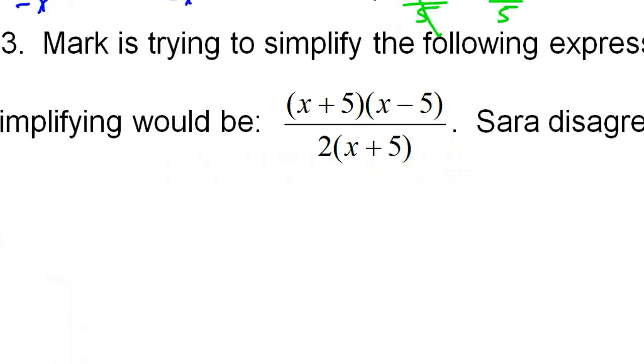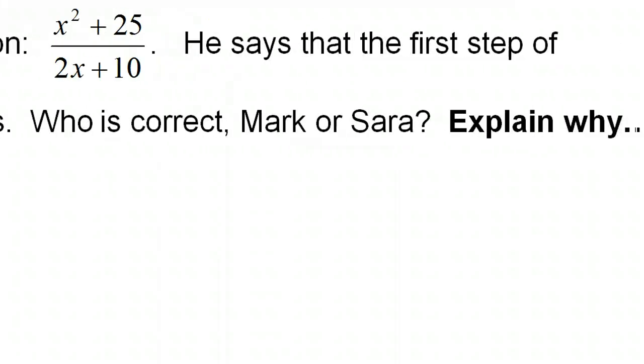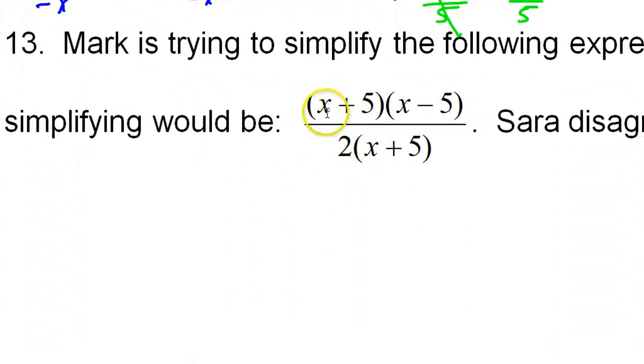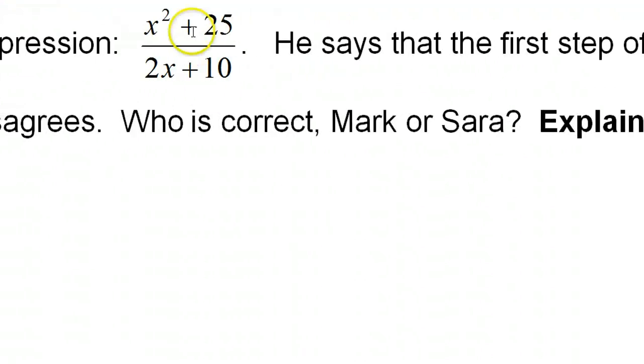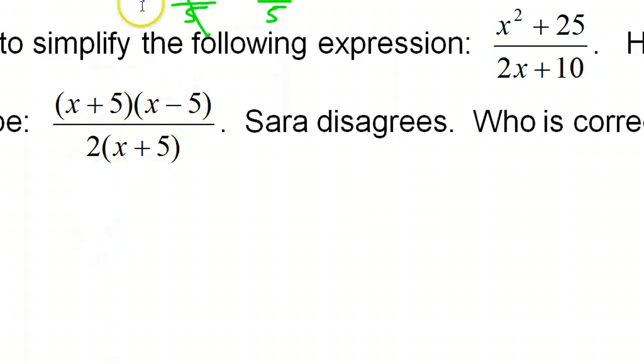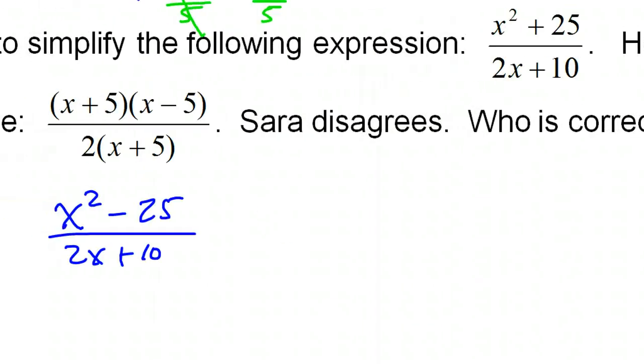All right, number 13. Mark is trying to simplify the following expression, x squared plus 25 over 2x plus 10. He says the first step of simplifying would be x plus 5 times x minus 5 over 2 times x plus 5. Sarah disagrees. Who is correct, Mark or Sarah? Explain. Well, x squared plus 25 is not factorable. So factoring as x plus 5 times x minus 5, that would be true if you had x squared minus 25 over 2x plus 10. So Sarah is right because x squared plus 25 is not factorable. So that's it.